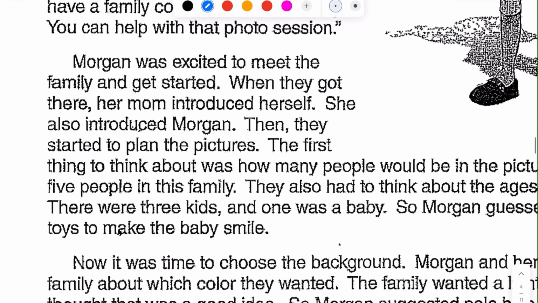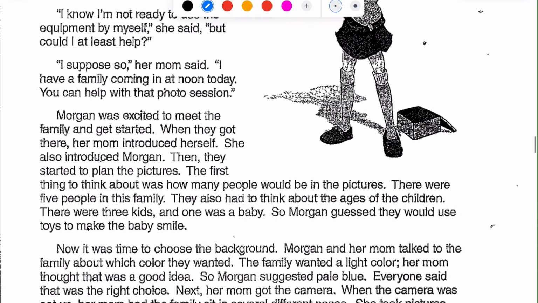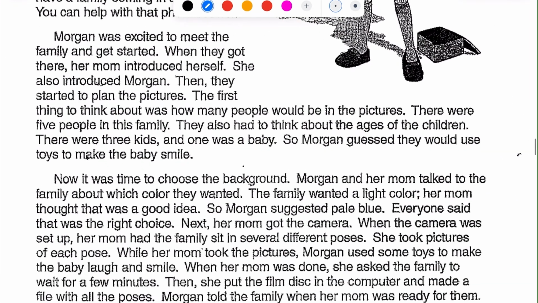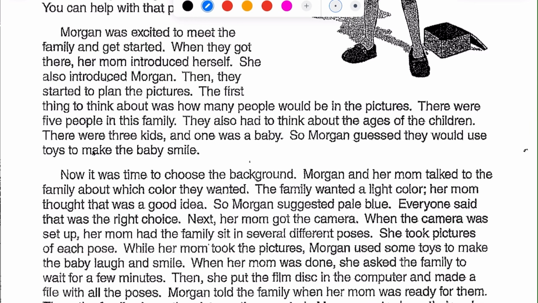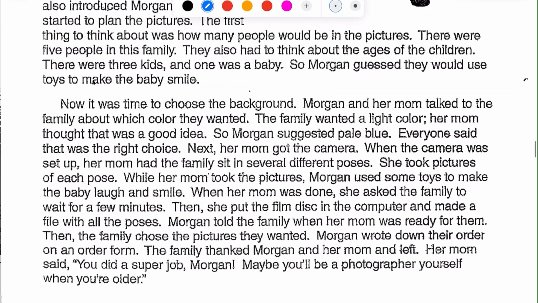So Morgan was excited to meet the family and get started. And when they got there, her mom introduced herself. She also introduced Morgan. Then they started to plan the pictures. The first thing to think about was how many people would be in the pictures. There were 5 people in this family, and they also had to think about the ages of the children. There were 3 kids and 1 was a baby. So Morgan guessed they would use the toys to make the baby smile.